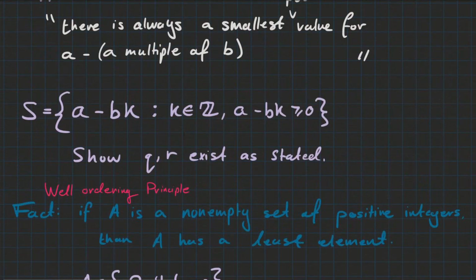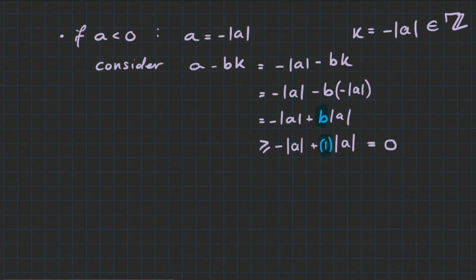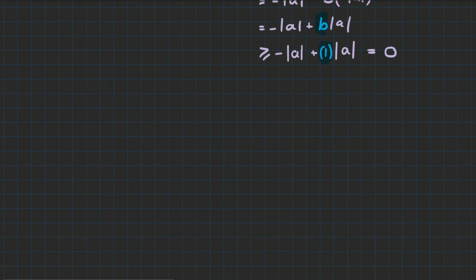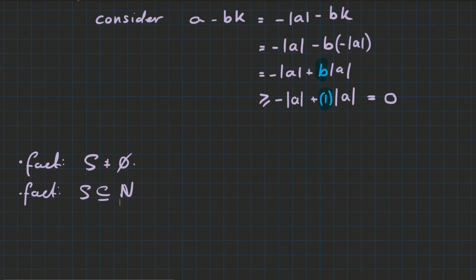And I had to use a lot of facts here, right? I had to use the fact that B was greater than or equal to 1. Okay, so now we have that in our roster, right? We have a fact that we've proven, right? That S is not equal to the empty set. Also, fact, right? S is a subset of the natural numbers. We have a non-empty set of positive integers.